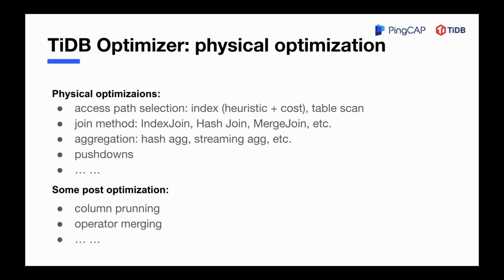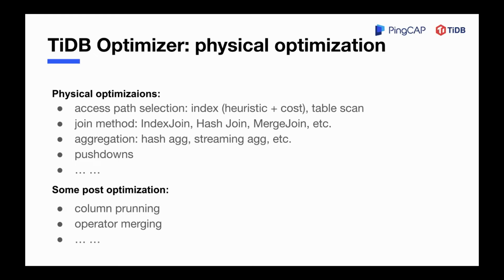And the second one is the join method, which I already mentioned. We need to find the best join method for this particular join, either hash join, index join, or merge join. And also the aggregation, we have hash aggregation, streaming aggregation, or other aggregation algorithms. So there are quite a lot of choices that we need to decide from.